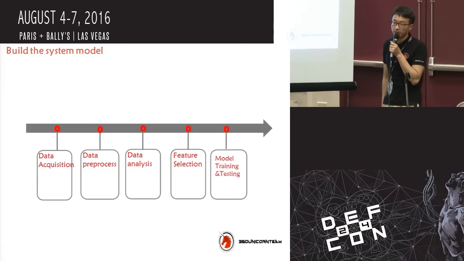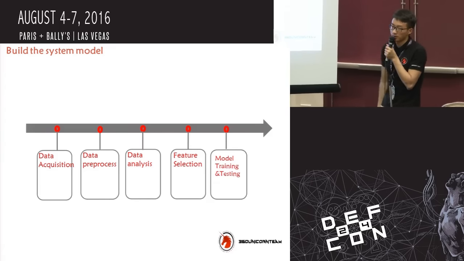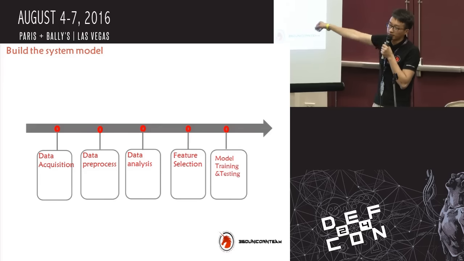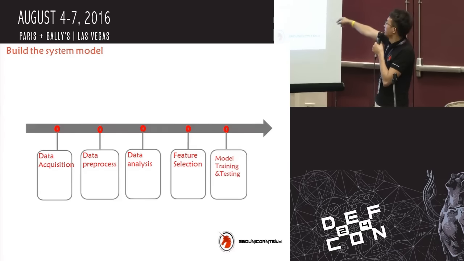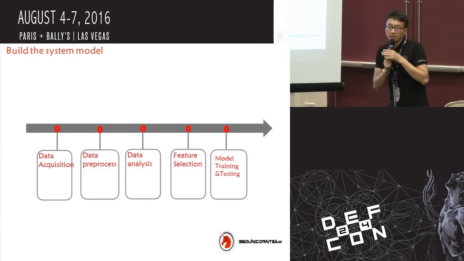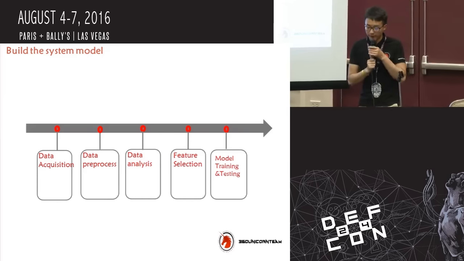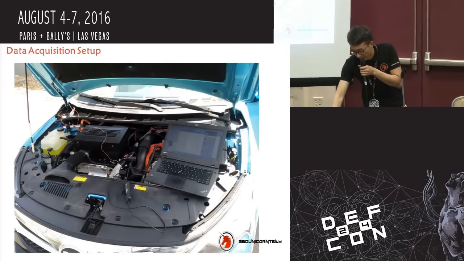The whole process of building the mathematical model is like this: you acquire the data from the CAN bus, then you pre-process the data, and then you analyze the data and reverse engineer it. Then you select the features that are related to each other, you train the model, and then finally you test it. So this is the procedure.